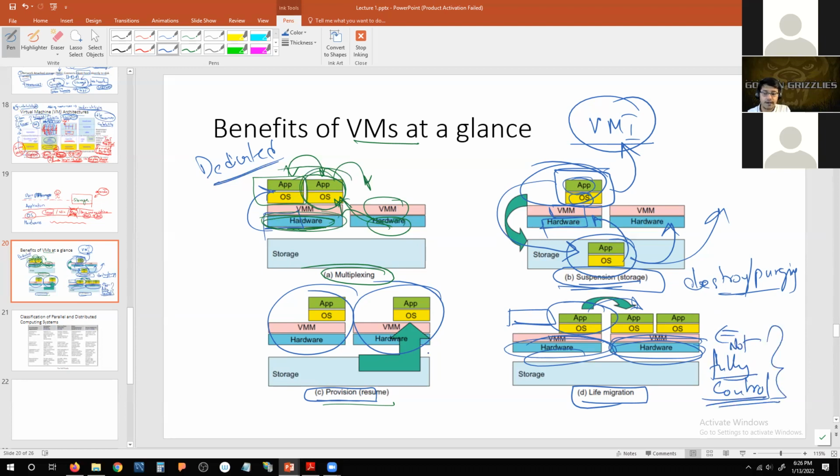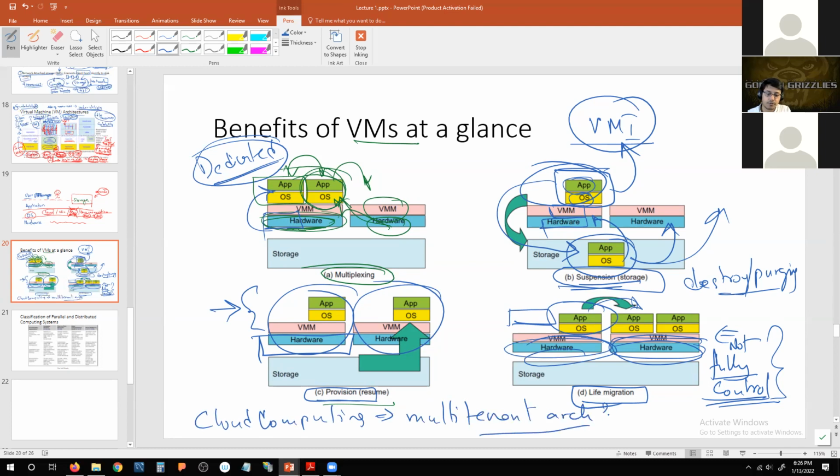Not fully controlled, unless you pay for what is known as a dedicated instance, where you have rented out particular hardware just to host your applications. Otherwise, which is generally the whole idea of cloud computing, it is known as a multi-tenant architecture. That is what cloud computing mostly follows, which means the VMIs of multiple users are co-located on a single physical instance. That is known as multi-tenancy. That's the concept of multi-tenancy.